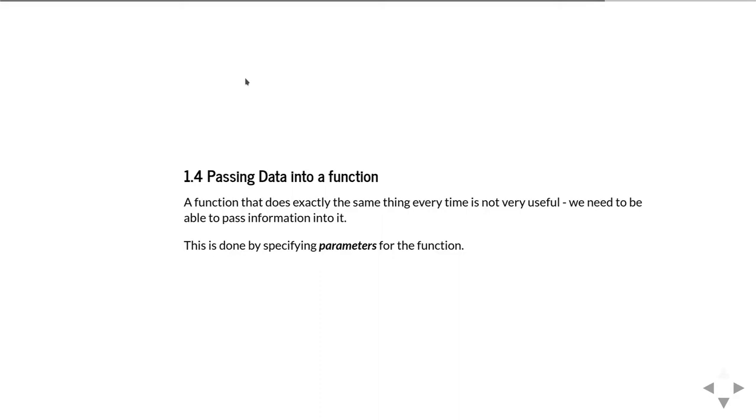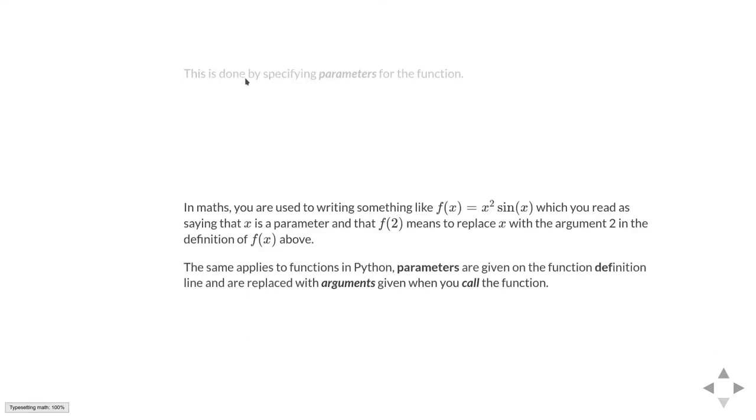So finally, I want to talk about passing data into a function. A function that essentially does the same thing every time is not particularly useful to have. It's just simply a way of grouping a bit of code into a block. Really, it only gets most useful when you start passing information into functions. This is done by specifying parameters to the function when you define it.